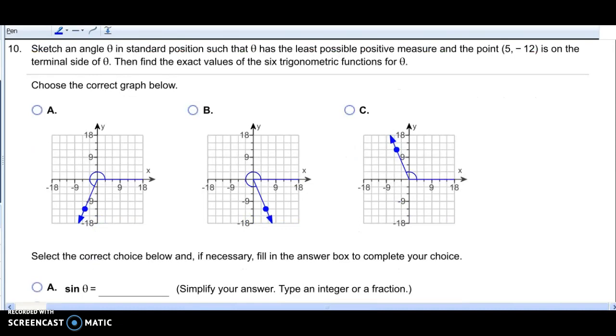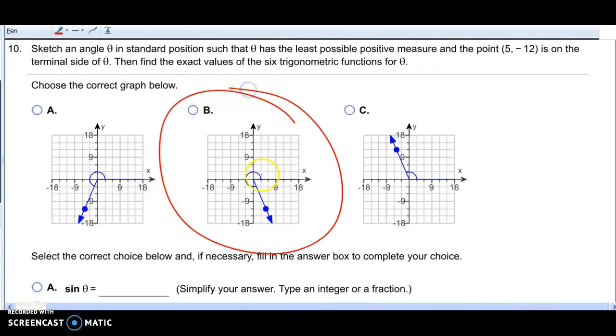Sketch an angle. We have a point, and we want to find the trig functions that go with that. So let's pick the sketch that has the point (5, negative 12) showing that angle. Well, you go right 5, you go down 12. That means it has to be this one, right? You go right 5, down 12, and there you go. So there's the angle, angle B.